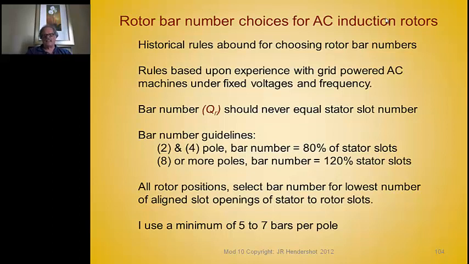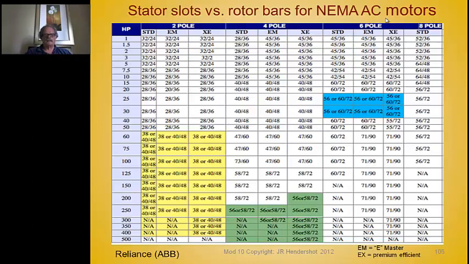So the current is actually reversing in one bar between the two poles all the time as it rotates in accordance with the slip. So you want a sufficient number of current carrying conductors in parallel there to properly define a pole and make sure it looks sinusoidal. That's the only way I know to explain it, to give you a feel for why a reasonable number of bars is required.